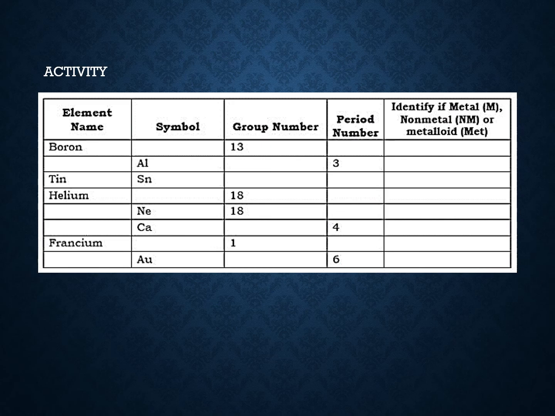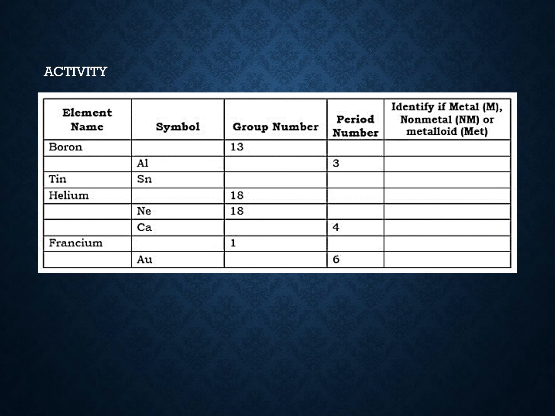So for example, you have helium. That's group number 18. What's the symbol of helium? I guess it's actually He. Then the period number: in what period does helium belong? Now, you can identify if they are metal, non-metal, or metalloids. So helium, what do you think it is? Is it a metal, or non-metal, or maybe a metalloid?